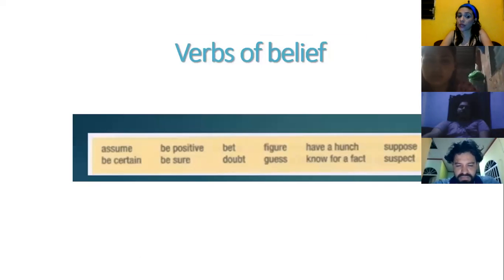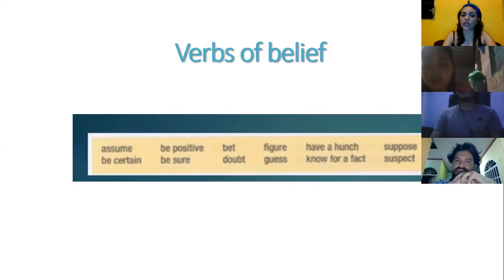All right, then we have this one here, verbs of belief. They are a little bit different, because in this one you are hopeful that something's going to happen. Miguel Angel, do you mind reading them for us? Verbs of belief. Assume, be positive, bet, figure, have a hunch, suppose, be certain, be sure, doubt, guess, know for a fact, or suspect. Very good.